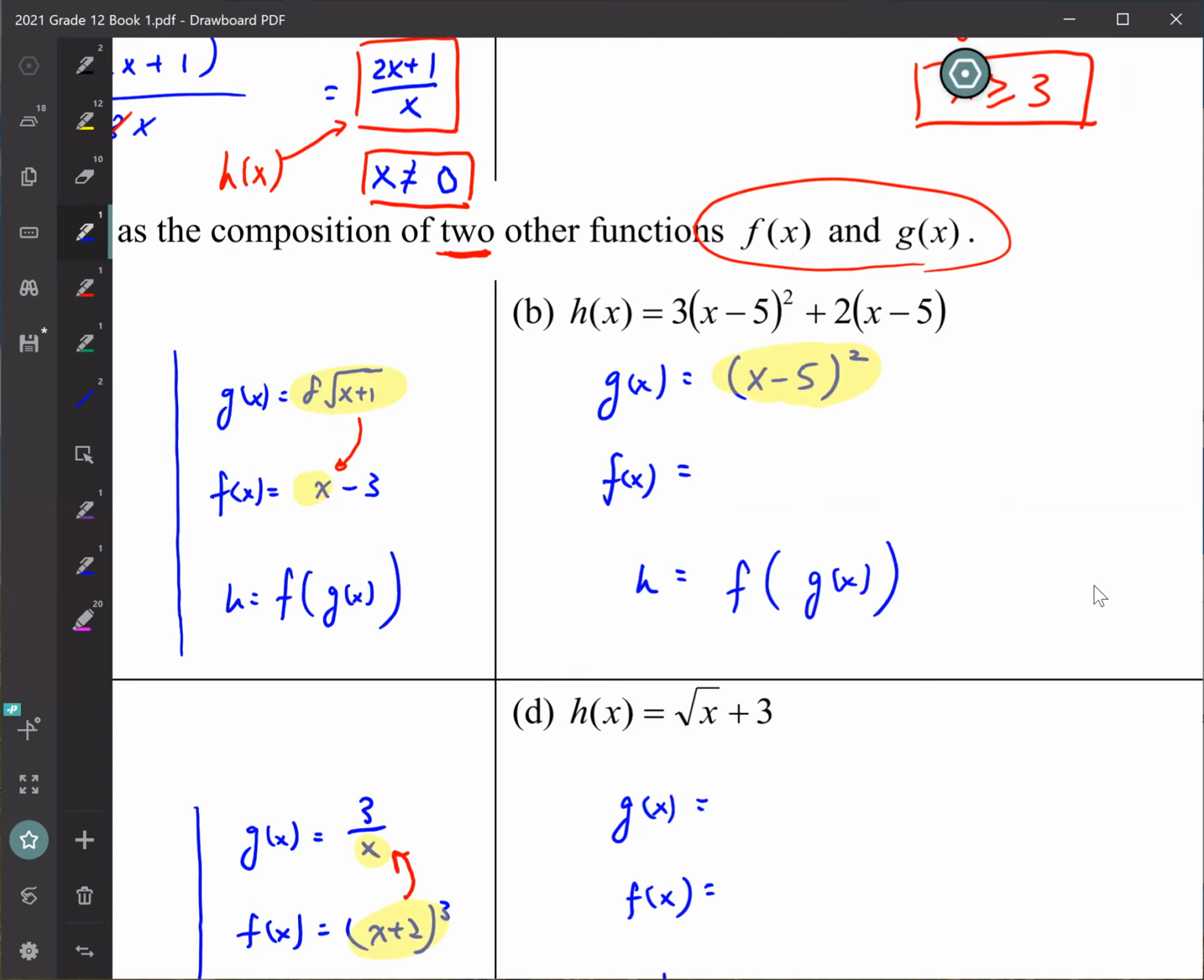Change the f of x to like a bracket, 3, then a bracket. 3 bracket, yeah, like that. And then inside the bracket, there should be an x. Okay. And then plus 2 bracket x.